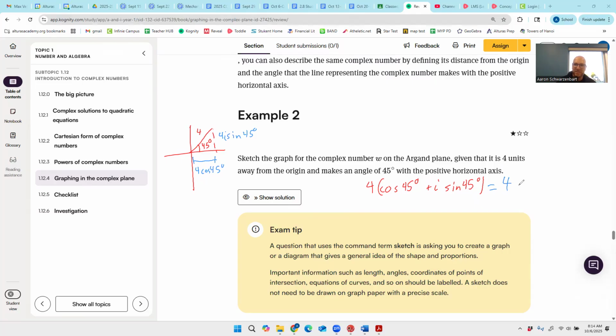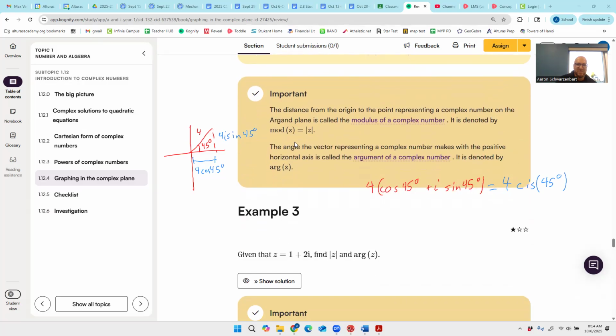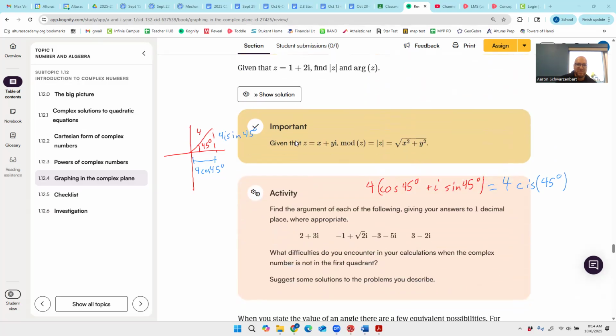We have an abbreviation that you may now use: cis. That means cosine 45 plus i sine 45. This angle will always be the same. If we FOIL that, cosine plus i sine.